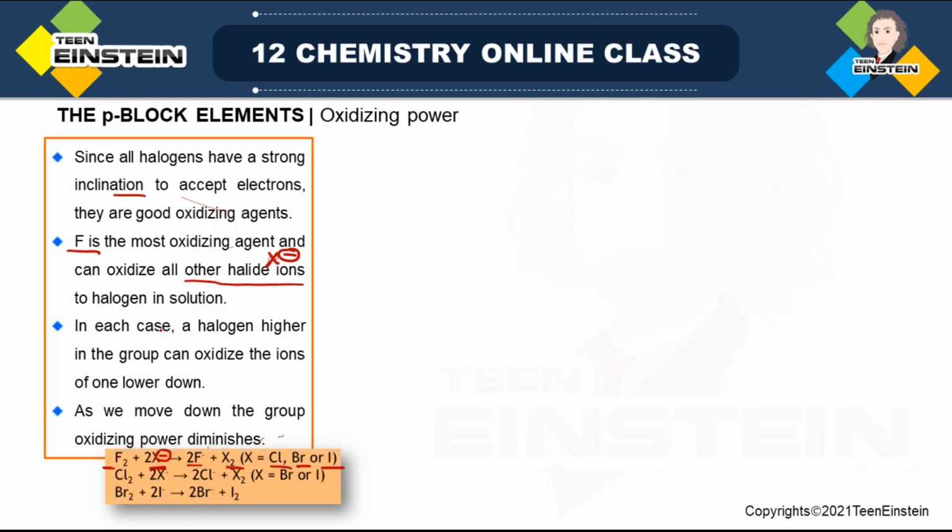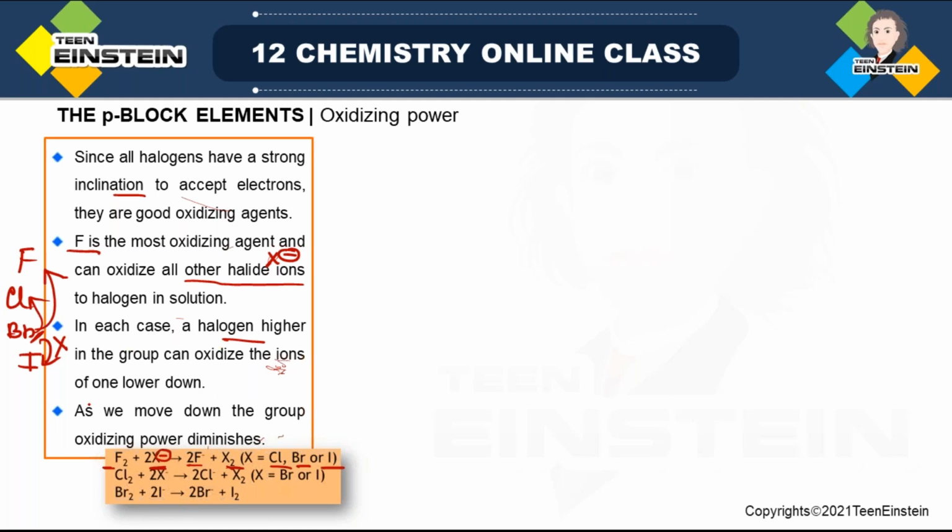Fine. Now the rule is, in each case, a halogen higher in the group can oxidize the ions of the lower down. That means if we write F, Cl, Br, I, a halogen higher in the group, that means just choose bromine. So compared to F and Cl, bromine is higher in the group. So it will be able to oxidize chlorine and fluorine, but not iodine.